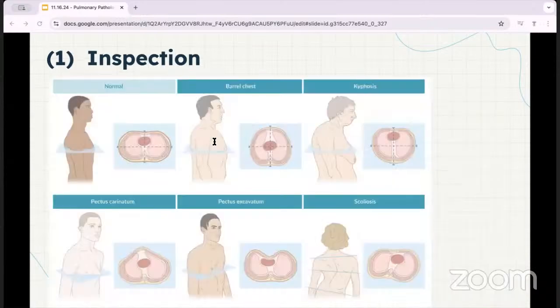So here, this is a slide that shows examples of normal and abnormal chest shapes. Remember, I was getting at what the CT scan would look like. So this is normal, right, on the top left here.